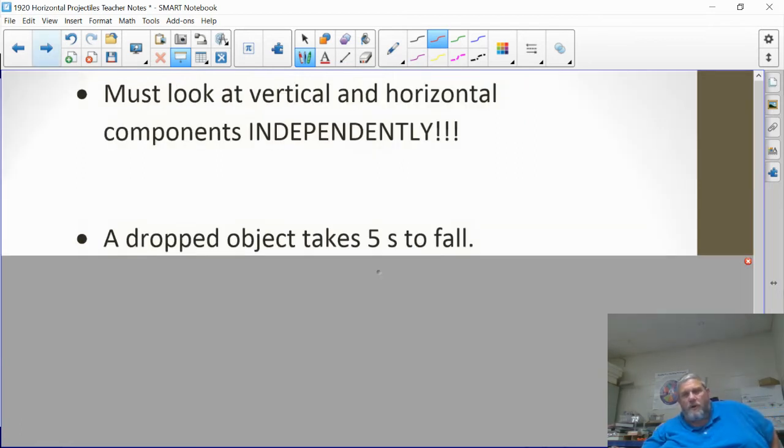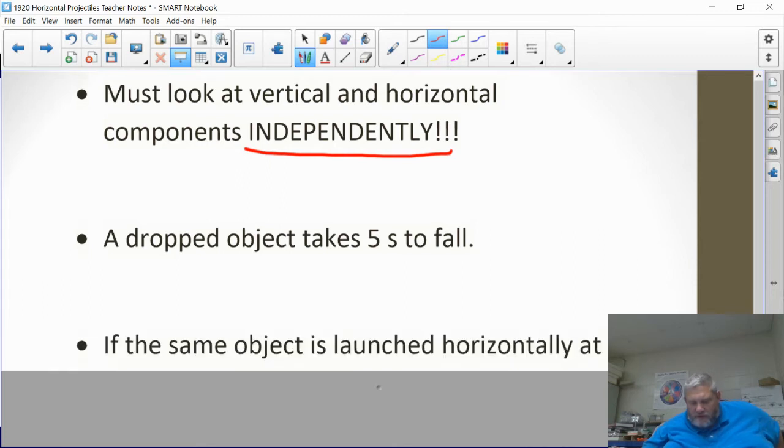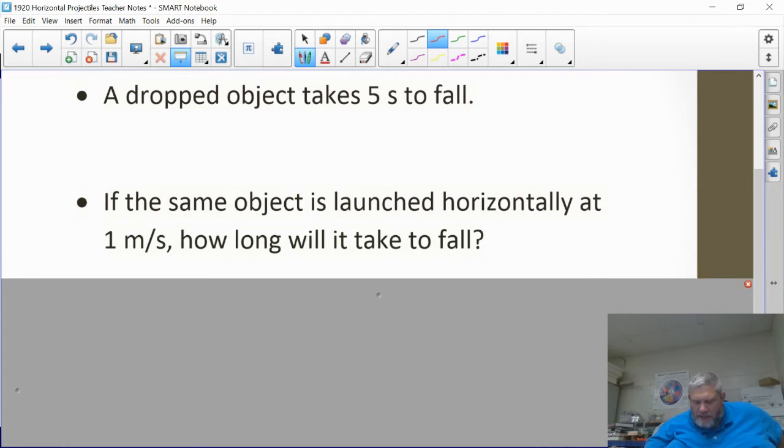What's important when you're working with projectiles is that you must look at the vertical and the horizontal components independently. You look at them separately. Nothing about the X motion affects the Y motion. Nothing about the Y motion affects the X motion. Right? So if a dropped object takes 5 seconds to fall, how long will it take if I launch the same ball horizontally at 1 meter per second? So I just launch it this way.